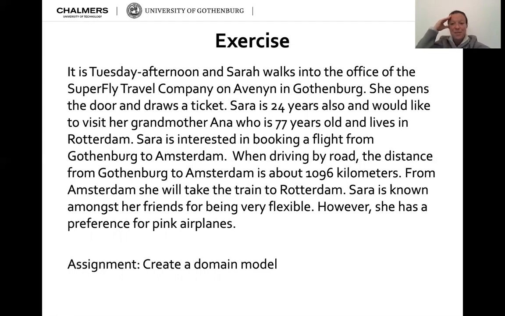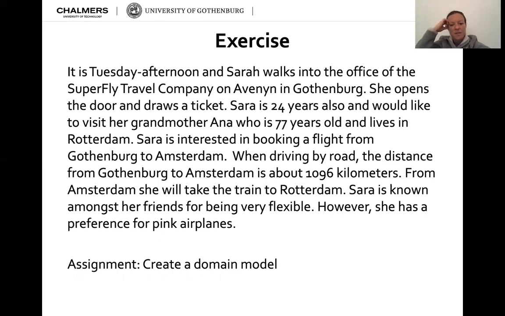Sarah is 24 years old and would like to visit her grandmother Anna, who is 77 years old and lives in Rotterdam. Sarah is interested in booking a flight from Gothenburg to Amsterdam. When driving by road, the distance from Gothenburg to Amsterdam is about 1,096 kilometers, very roughly. From Amsterdam, she will take the train to Rotterdam. Sarah is known amongst her friends for being very flexible. However, she has a preference for pink airplanes. Don't judge.